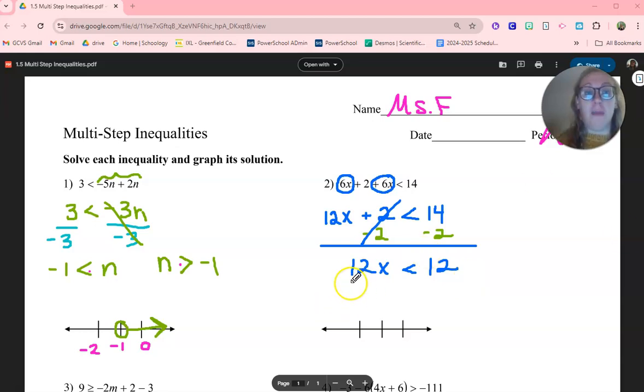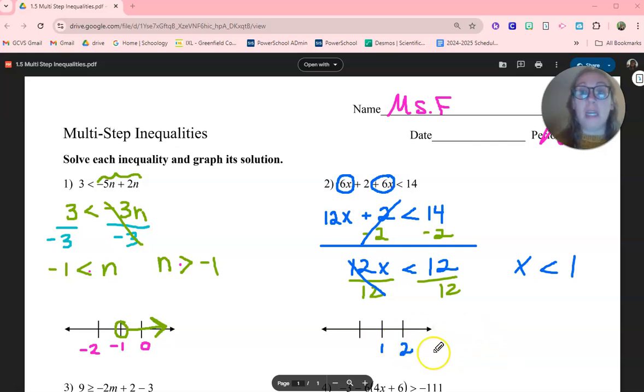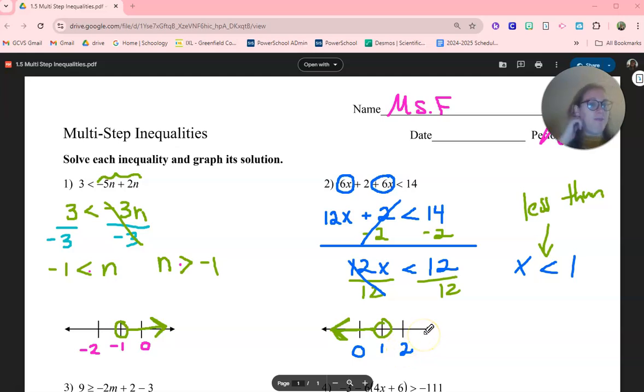12x is 12 times x, so we're just doing division to get x completely alone. And then we have x is less than 12 divided by 12, which is 1. So we're going to put a 1 in the middle. To the right, the numbers get bigger, so we have a 2, and to the left they get smaller, so we have a 0. Because it's less than, this symbol here, it's going to be an open circle on 1, and then we're going to the left. Less than, left. Beautiful.